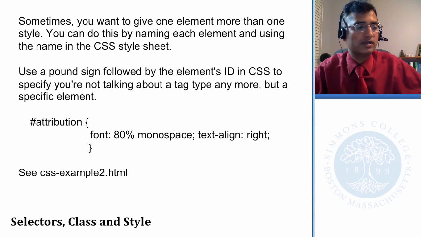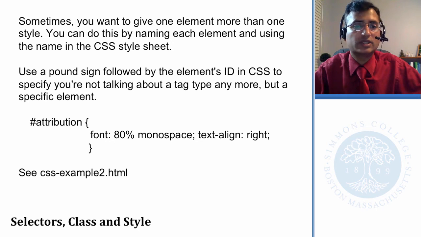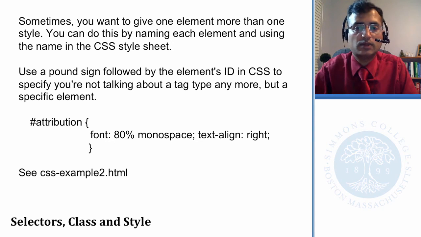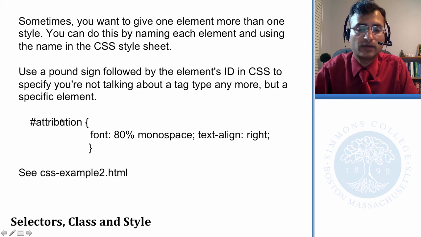And sometimes you might want to give one element more than one style. You can do this by naming each element and using the name in the CSS style sheet. So here you're specifying a hash, or a pound sign, followed by the element's ID in CSS to specify that you're not talking about a tag type anymore, like heading 1, h1, or body, but a specific element. And for that specific element, you are specifying the rule as 80% monospace text aligned right.